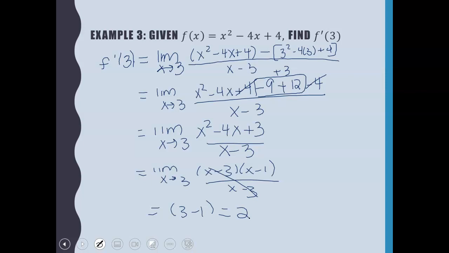So what that means, f prime of 3, remember f prime of 3 represents the slope of the tangent. So what that means is the slope of the tangent line is 2. So the slope of the tangent line is 2 for f of x equals x squared minus 4x plus 4 at x equals 3.